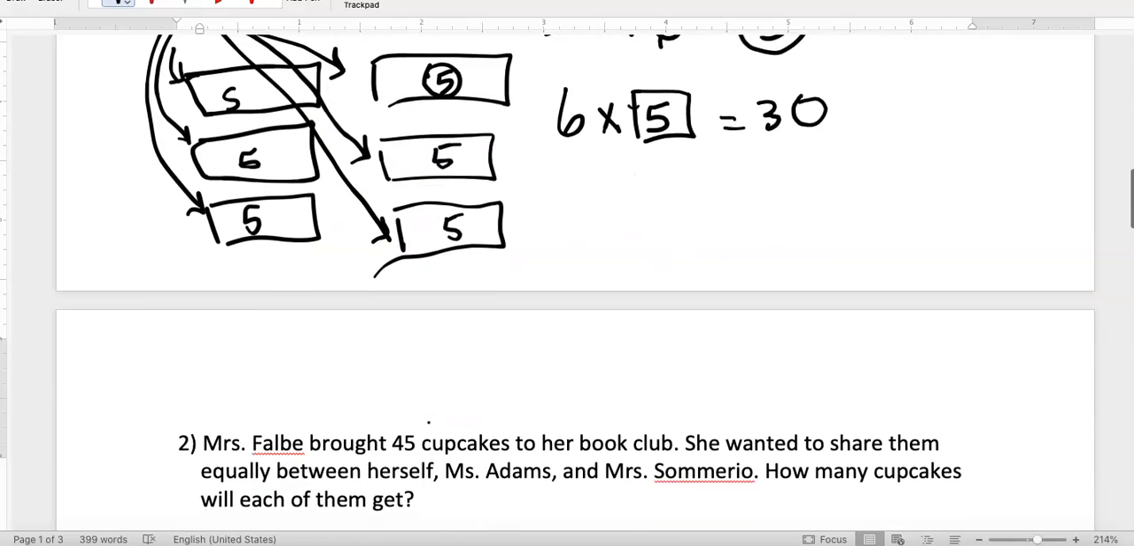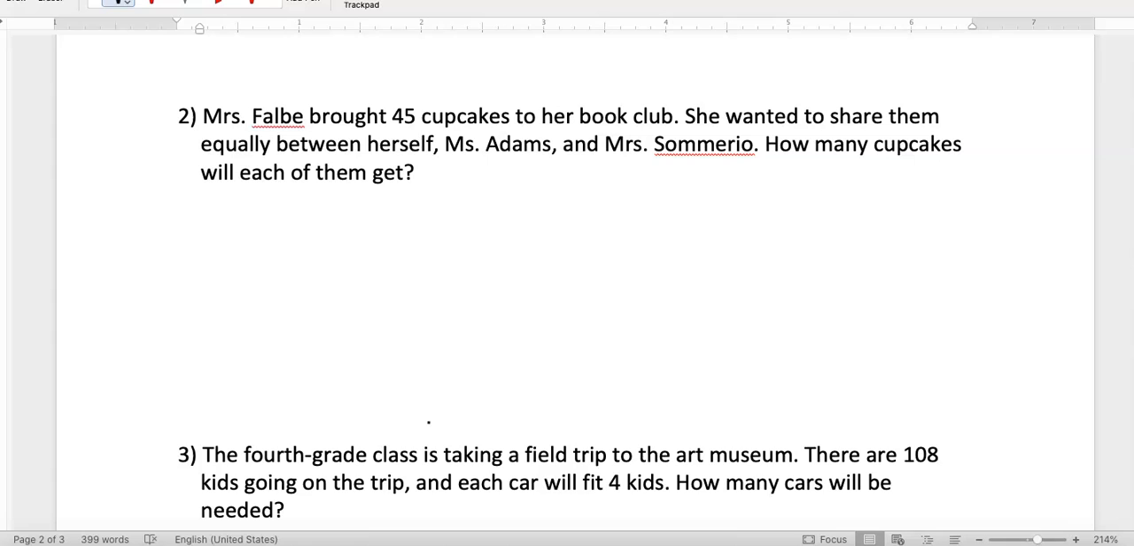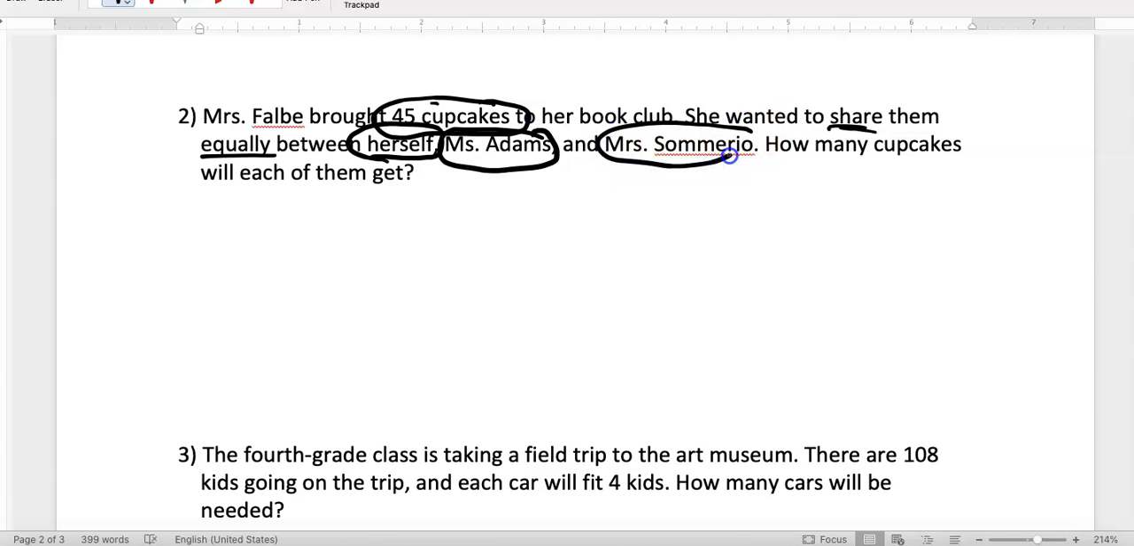Let's go ahead with number 2. All right, Mrs. Falvey brought 45 cupcakes to her book club. She wanted to share them equally. As I hear that, I'm hearing equally, and she had 45 cupcakes. She wants to share them. All this type of language is telling me that I'm going to end up dividing. And she wants to share them equally between herself, and so you got to really pay attention to this. Herself, that is one person. Miss Adams, that is 2 people, and Mrs. Samario. How many cupcakes will each of them get?